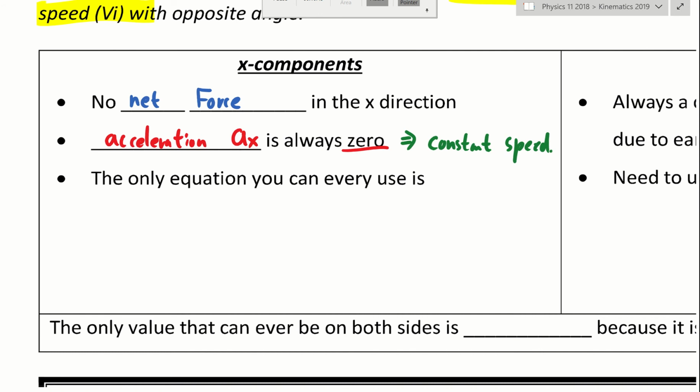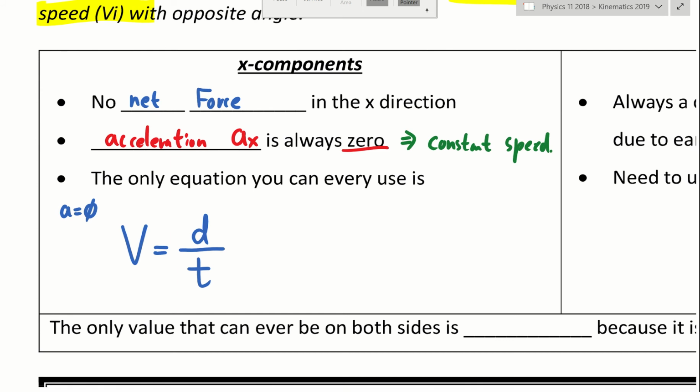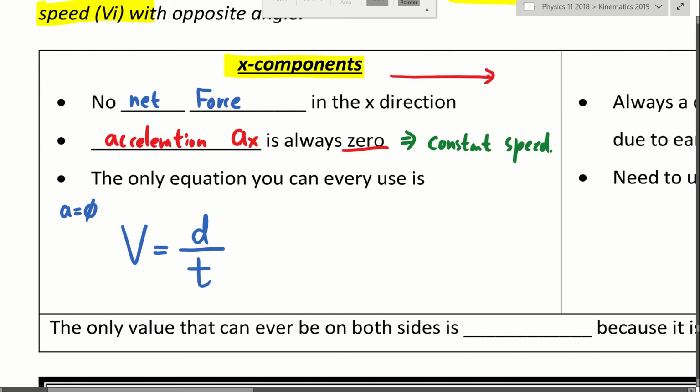What were the equations that we used before using the big three? The only equation that we actually begin with is velocity equals distance over time. This equation is good when acceleration is 0. When there is acceleration, then you use the big three. So in the x direction, the horizontal component, the one going either east or west, you only have one equation to use, this one, and no one else.